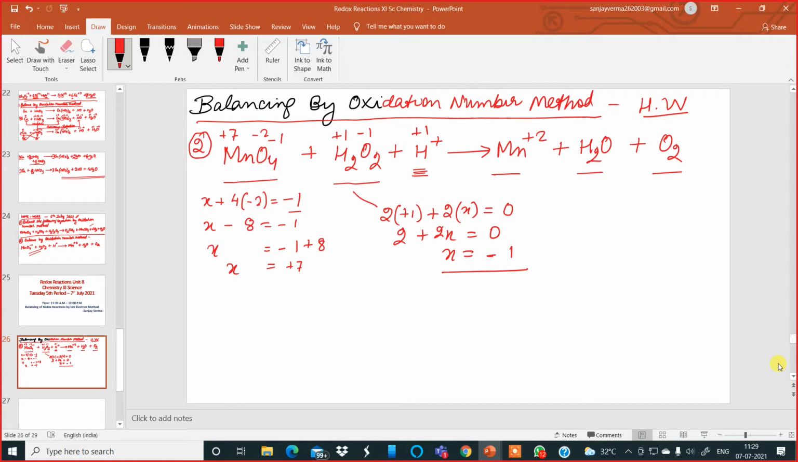Hydrogen ion is plus 1. On the right hand side, manganese ion is plus 2. In water, the oxidation number of hydrogen is plus 1, oxygen is minus 2, and this is oxygen gas, a molecule, so it is 0 over here. So we have got the oxidation number of all the atoms and written them above the symbols. Now I will write this equation once more properly.